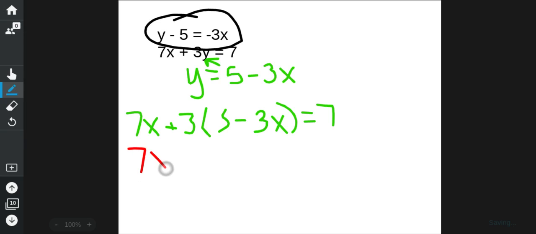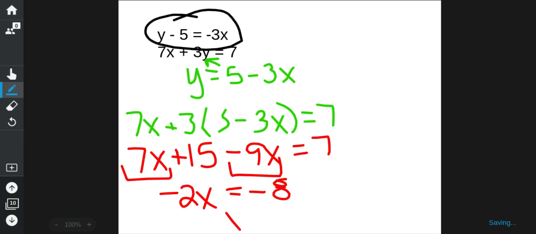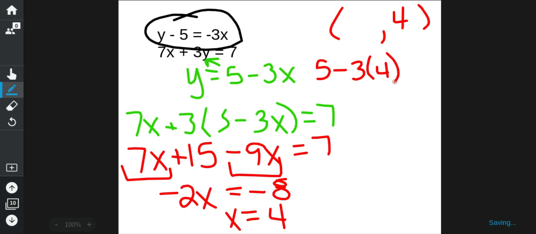So 7x plus 15 minus 9x equals 7. So I'm going to combine like terms. I get -2x. I'm going to subtract 15 from both sides, and I get -8. X is equal to 4. Okay. Y is going to be equal to 5 minus 3 times 4, or 5 minus 12, which is -7.